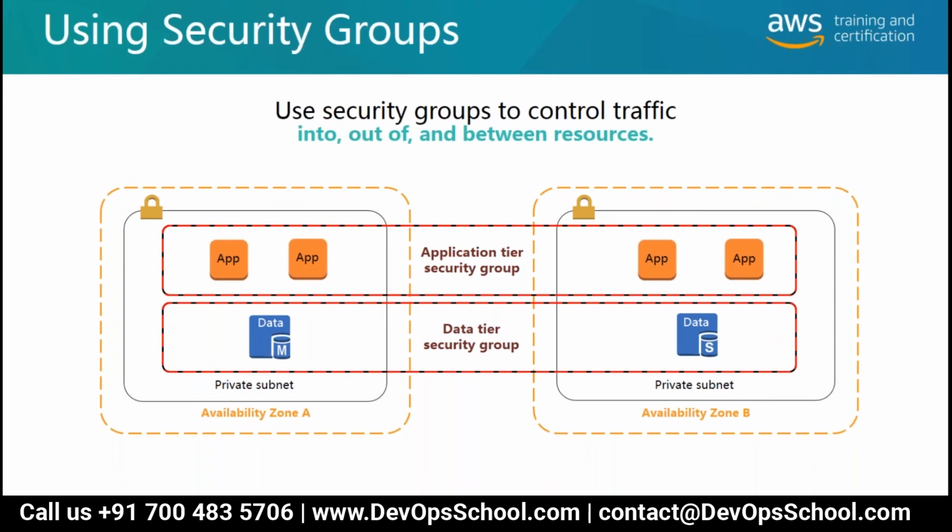You have seen how to organize and isolate resources at the network and subnet level. Here we are seeing something within the VPC. In this example, I am using security groups to control the traffic between the app tier as well as the data tier. There are two security groups at two different tiers.